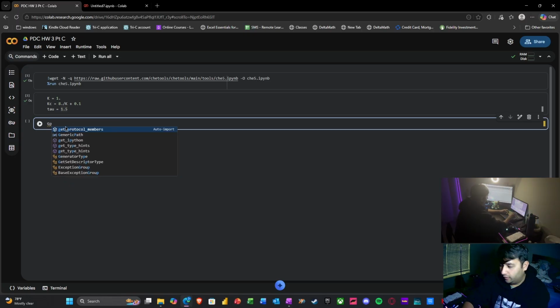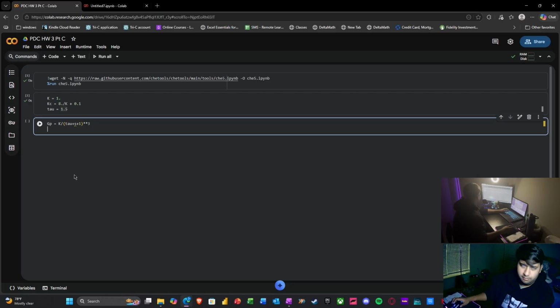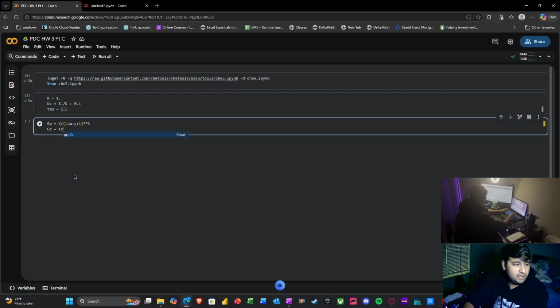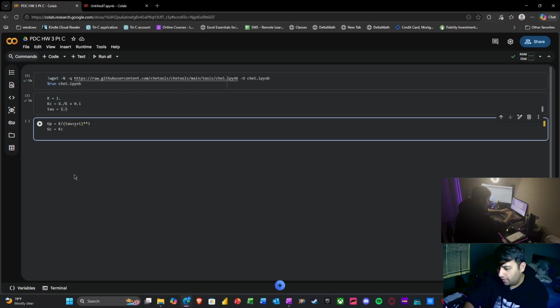So we want to set the other components. This can be k divided by tau s plus 1, and that's going to be cubed, as we remember from part B. Gc, we have it set to Kc. And then we're going to do our G in terms of our closed loop. So I'm going to set that to Gcl.